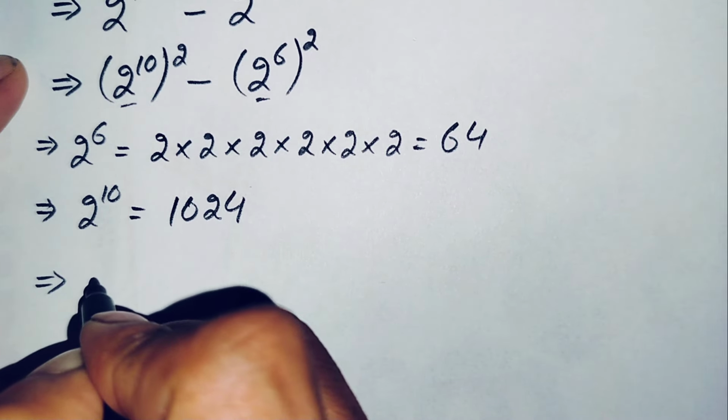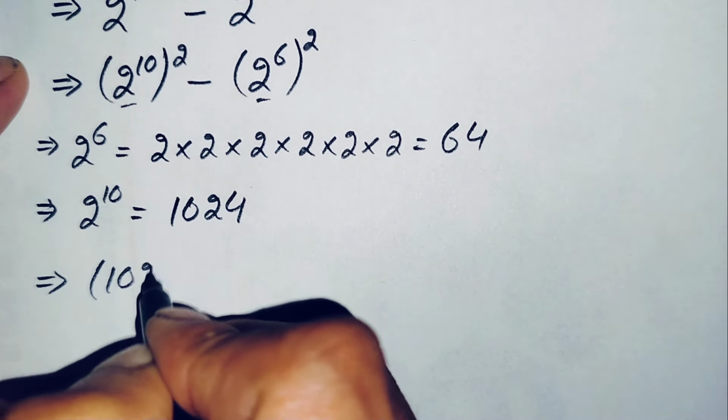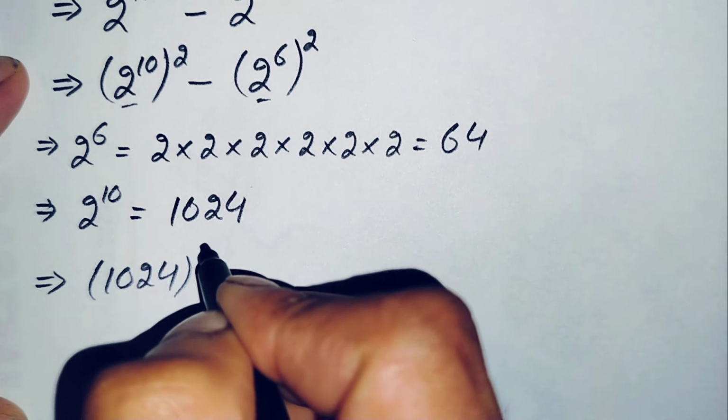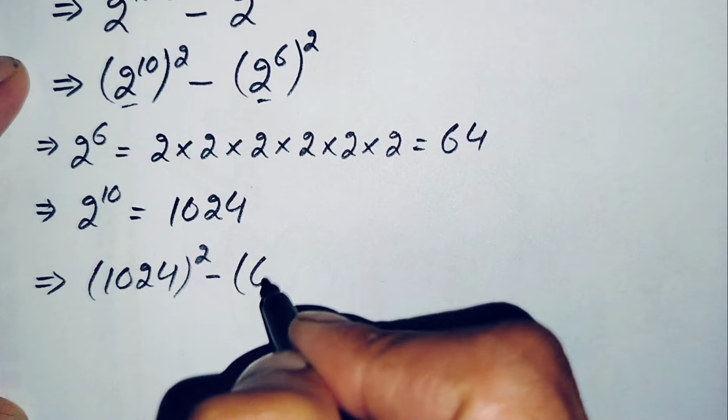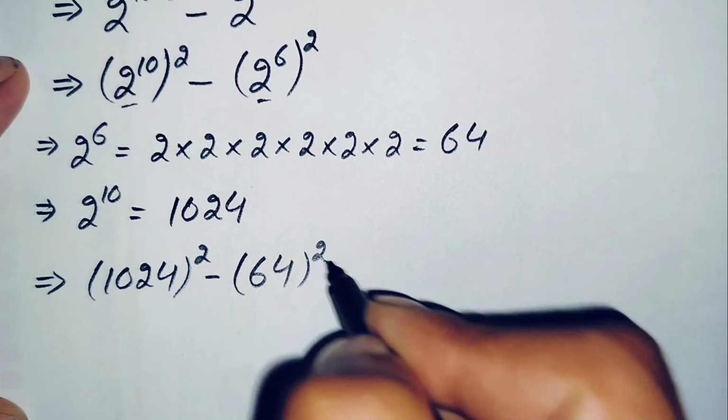So this equation will become 1024 whole raised to power 2 minus, second number will become 64 whole raised to power 2.